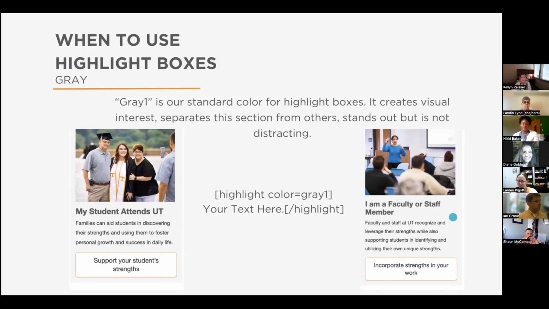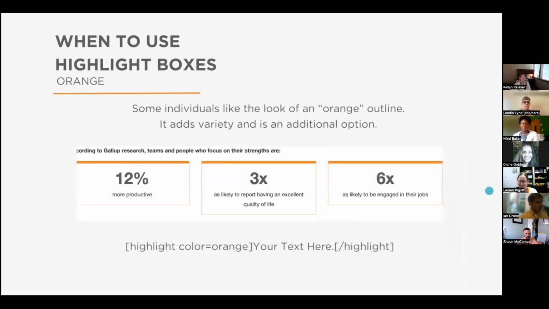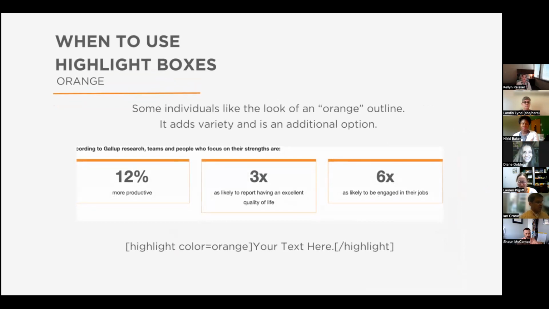But moving on to the next one, if you're not a huge fan of gray or you're wanting to add a little bit of variety, you can include orange. So this is an example of how orange would look on the web page. So some people just like the look of an orange outline. They like that it adds variety compared to gray boxes, and it just adds a little bit more razzle dazzle.